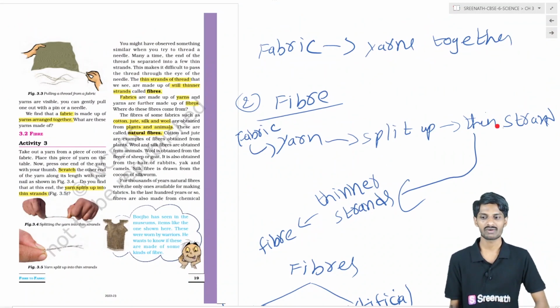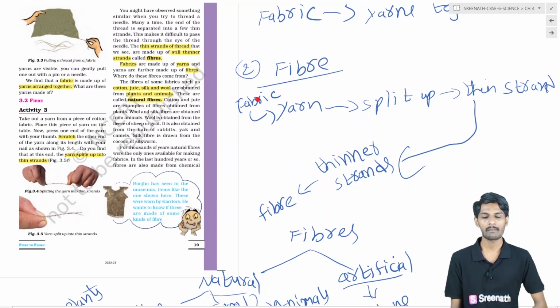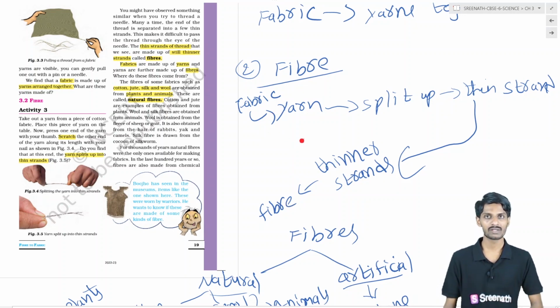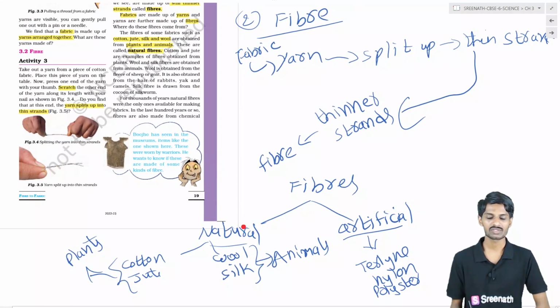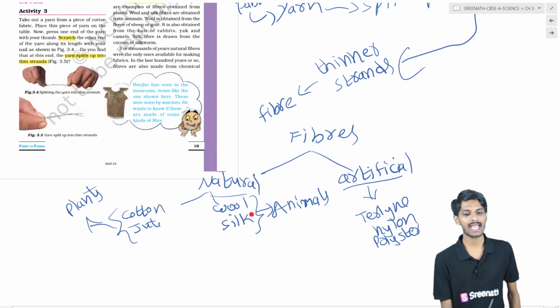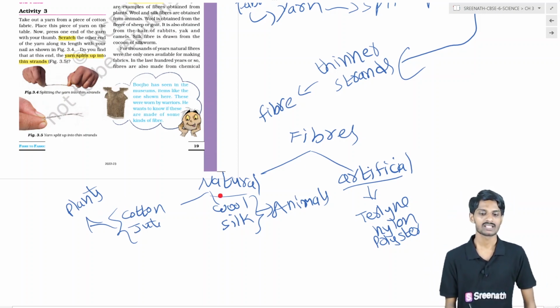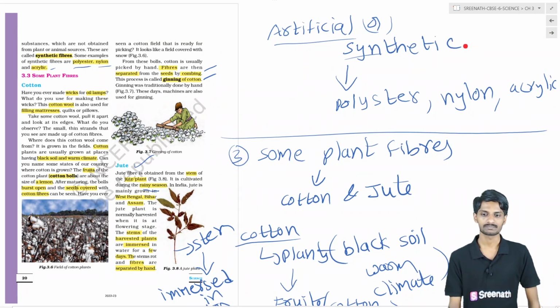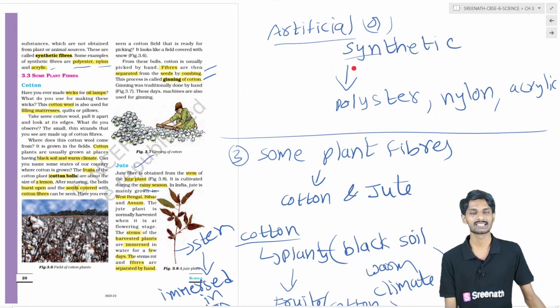The second topic is fiber. How is fiber made? Basically, fabric is from yarn, and these yarns split up into thin strands, and these thin strands further split up into thinner strands. We call those the fiber. From fibers, fabrics are made, and fibers are of 2 types: natural fibers and artificial fibers, or synthetic fibers. Natural fibers are from plants and animals. Cotton and jute are from plants. Wool and silk are from animals. Artificial fibers are terylene, nylon, and polyester. We call them artificial or synthetic fibers.